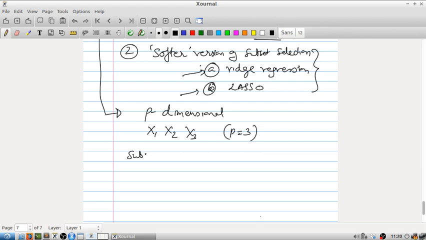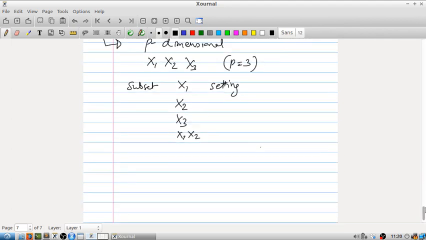The word subset just means I'm going to retain just variable 1, maybe in one setting. Maybe only variable 1 is enough to make a prediction for the dependent variable, the output variable y. Similarly, other subsets are x2 and x3, and you can have x1, x2, x1, x3, x2, x3. Or maybe you realize that you don't want to subset anything, so it's x1, x2, and x3. So these are all the possibilities that you could do.